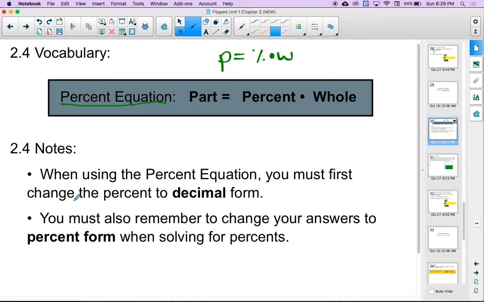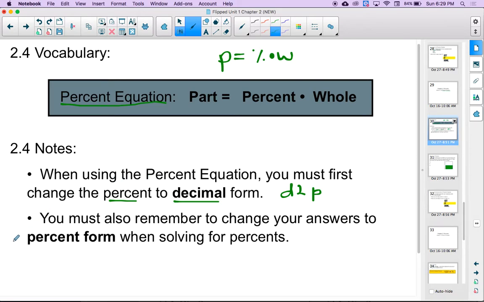2.4 notes. When using the percent equation, you first have to change the percent to decimal form. That is why some people don't like the percent equation. They don't like having to change it to a decimal. It really isn't hard. We're just going to use D2P, right? D2P. But it is something that you have to remember to do or you will get a mistake in your answer.